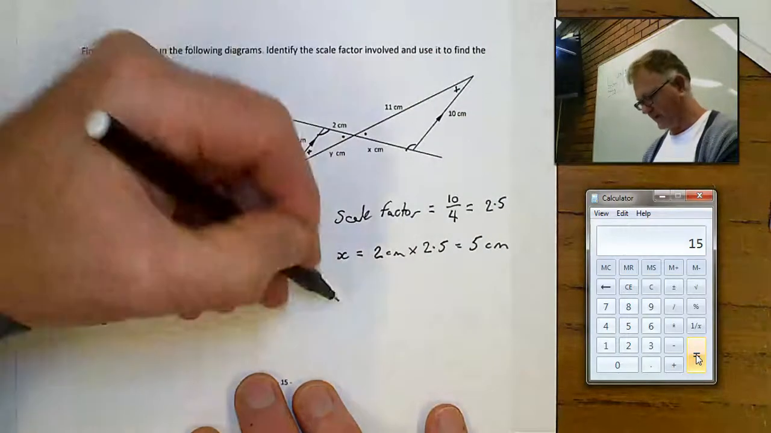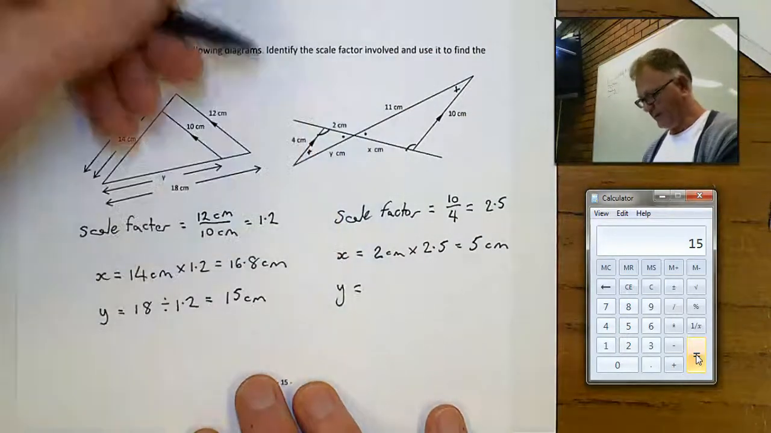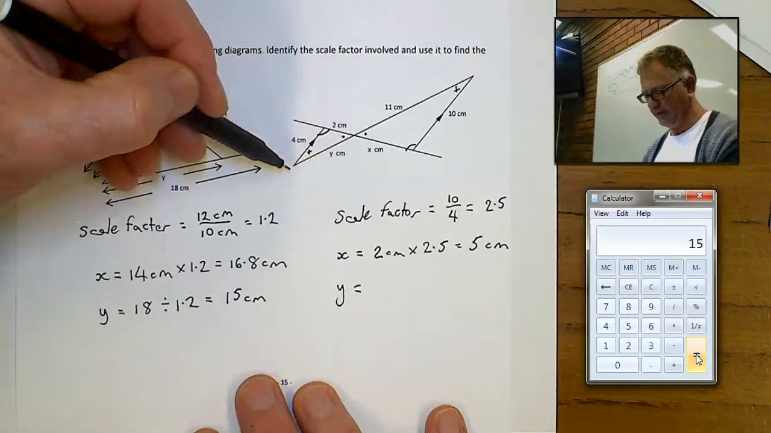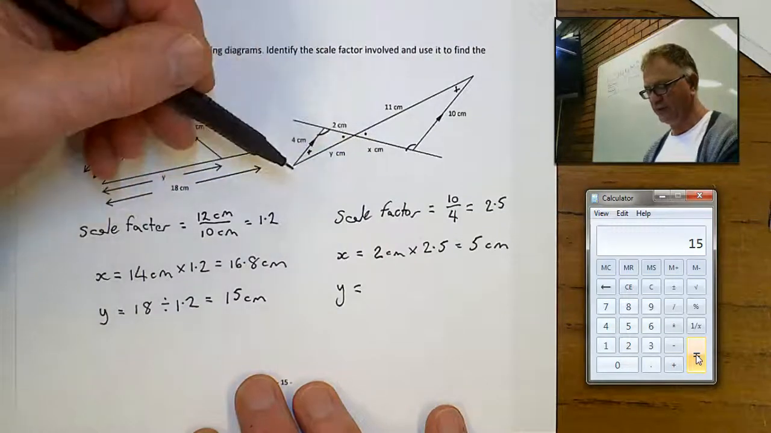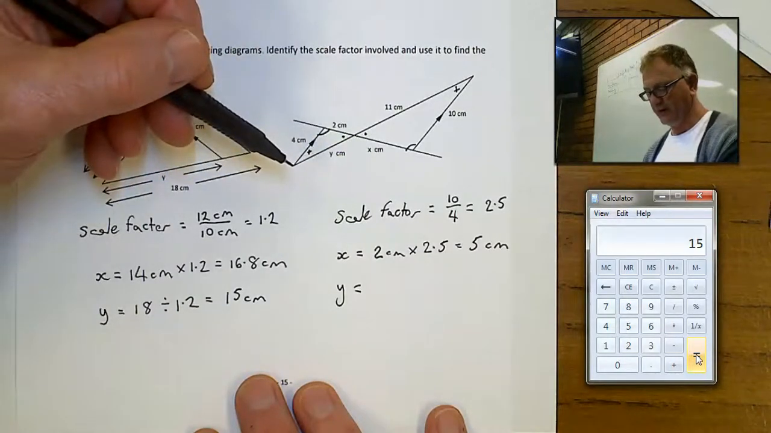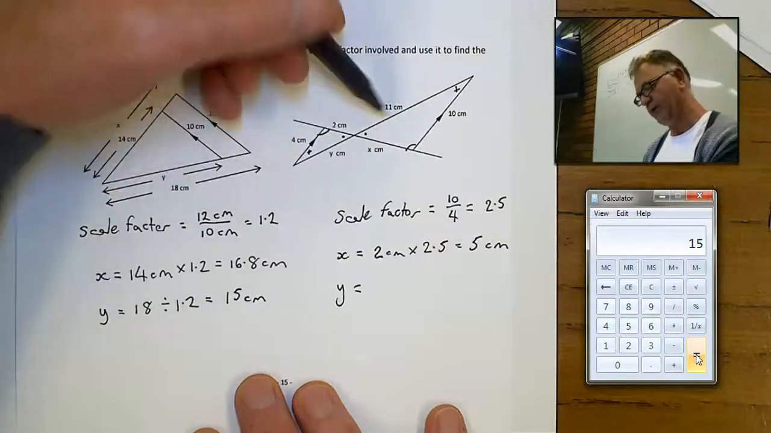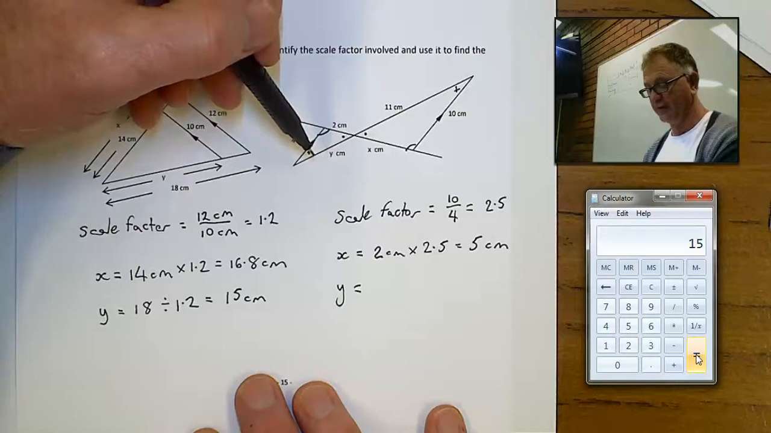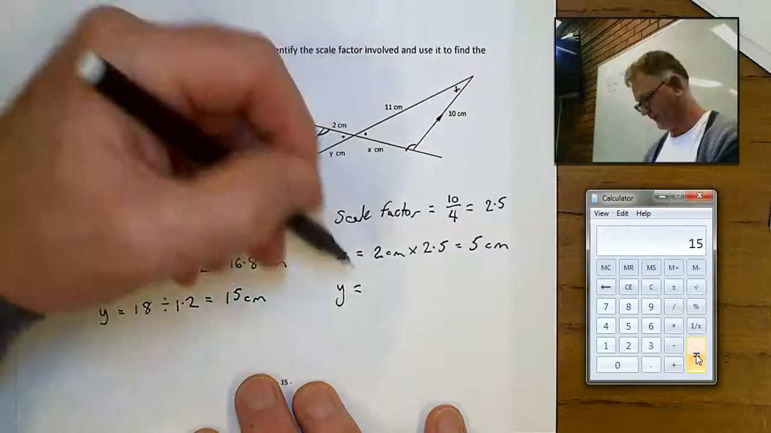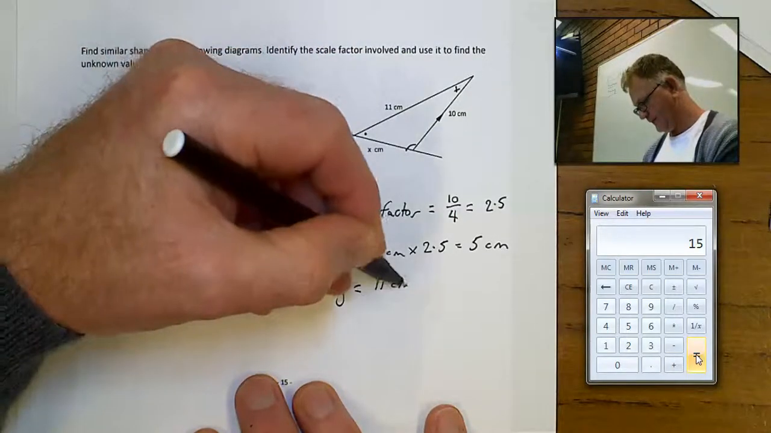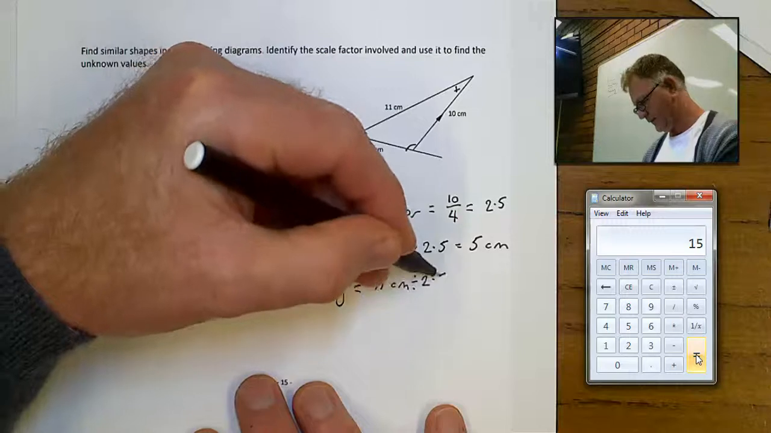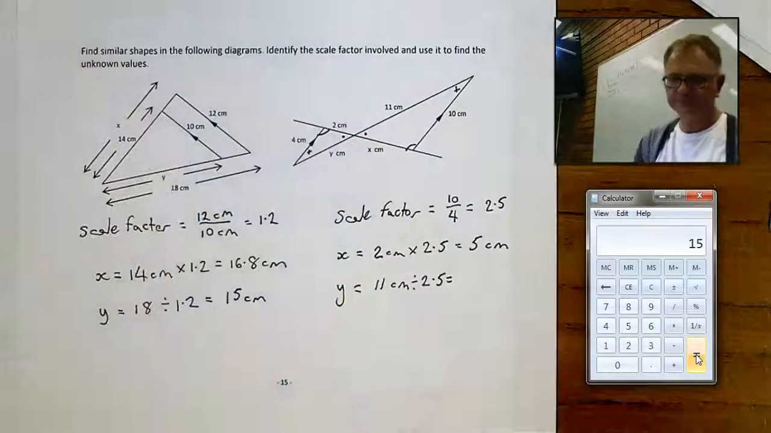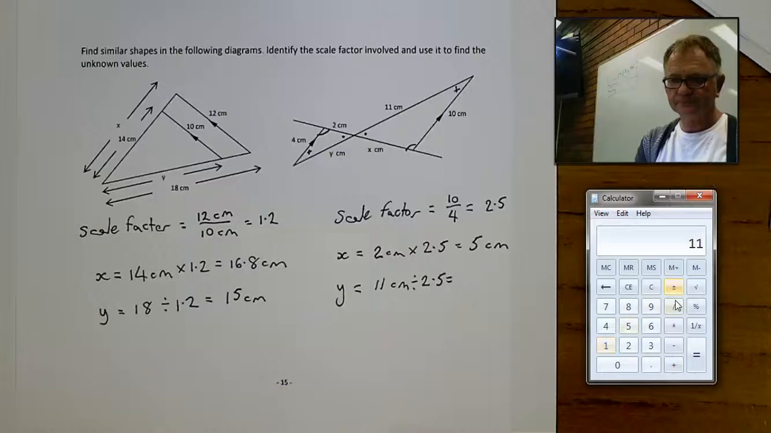Now with y though, y is on the smaller one. When you go from the small to the large, we multiply by 2.5. But now we've got a size we know on the large, and we want to know how big it is on the small triangle. So this time I'm going to want to divide by 2.5. That gives .4 centimetres.